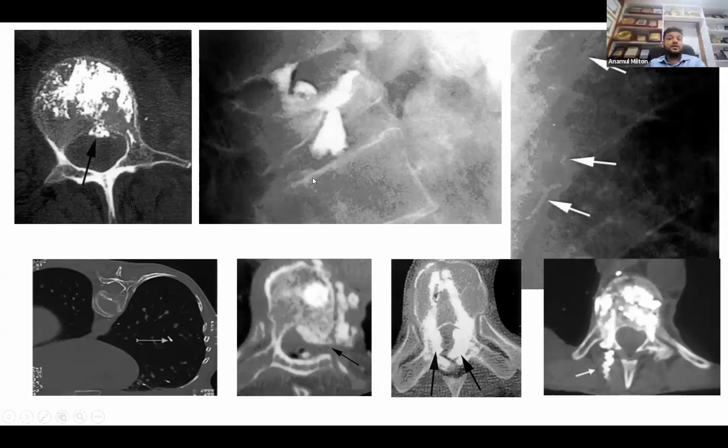So here are some pictures of complications. This is some cement leakage that goes inside the spinal canal, causing small compression to the thecal sac. Here the cement comes to the upper and lower disc area, and here you can see a small hyperdense shadow in the lung field area. In the CT scan we can see there is a broken pedicle. So this is the major cause. Here you can see the pedicle is breached and both sides have cement leakage.